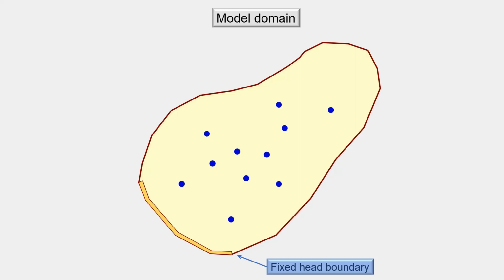So suppose we've got a situation here where we've got a fixed boundary down the bottom of the system. Here are our observation wells where we're measuring heads or concentrations, whatever. There's less data around the side of the model domain. And let's assume that groundwater flows in that direction.